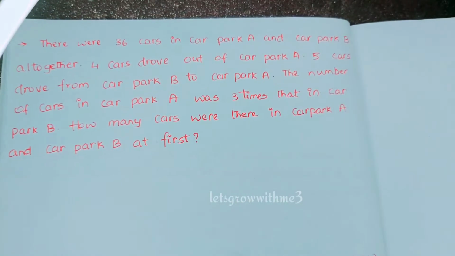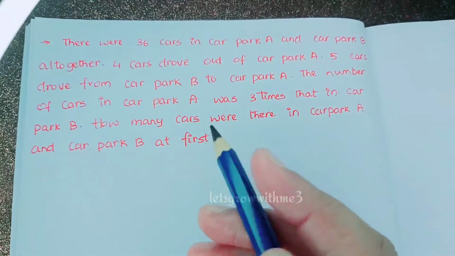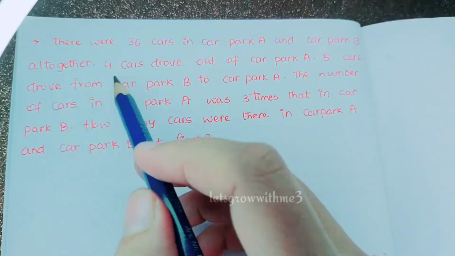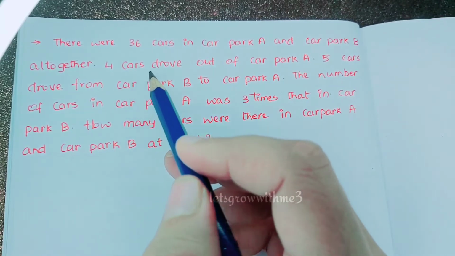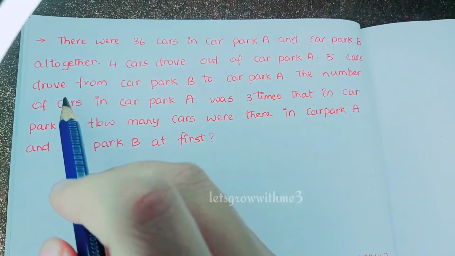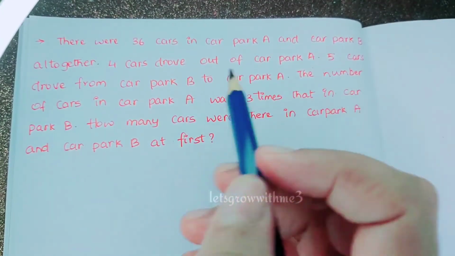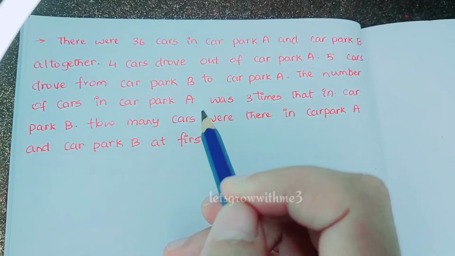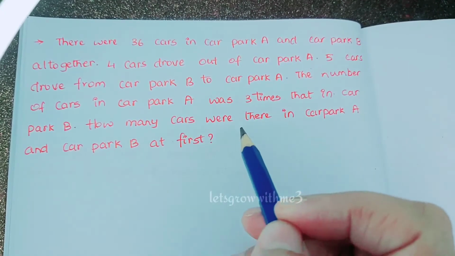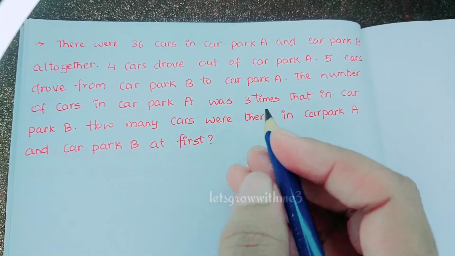There are 36 cars in car park A and car park B altogether. So the total number of cars is 36. Then 4 cars drove out of car park A, and 5 cars drove from car park B to car park A. The number of cars in car park A was 3 times that in car park B. How many cars were there in car park A and car park B at first?